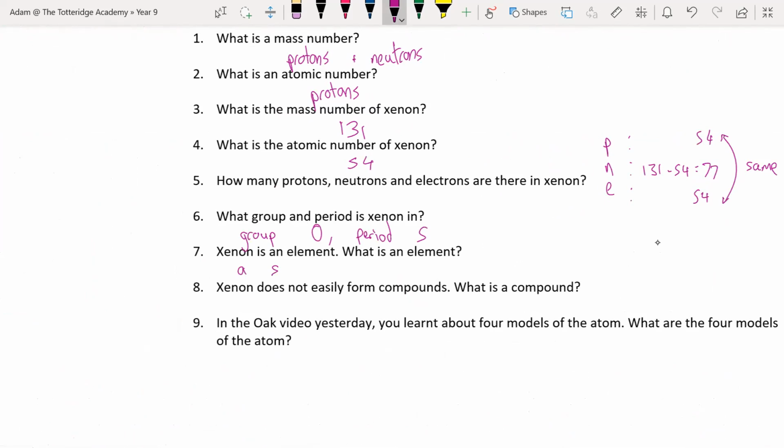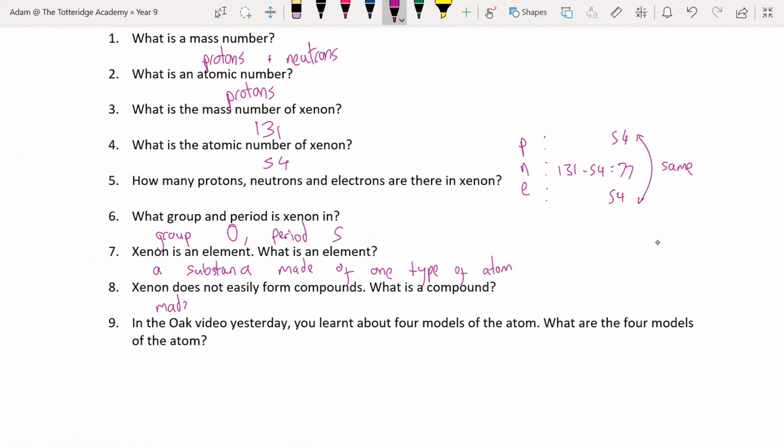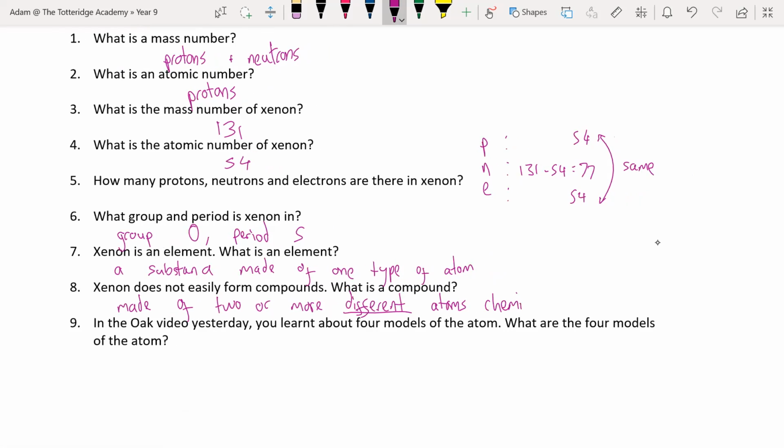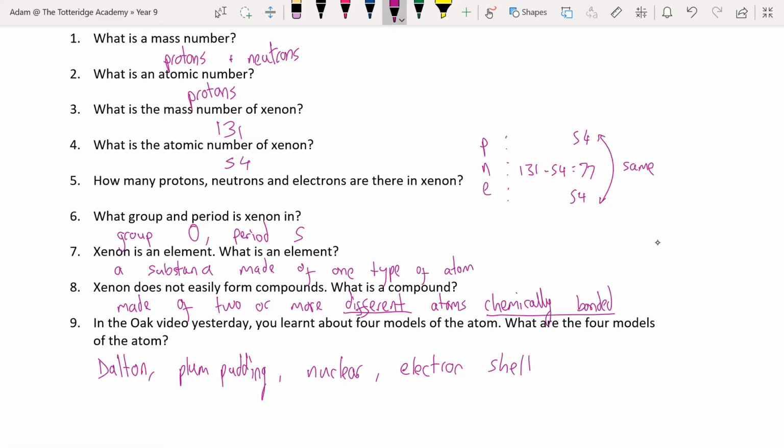Xenon is an element. What is an element? It's a substance made of one type of atom. Whereas a compound is made of two or more different, and you have to have that word different. If that word different isn't there, it's wrong. Different atoms, and you need to have chemically bonded. I'm hoping by now you can do this from memory, and that'll be Dalton, plum pudding, nuclear, and electron shell. And then you're done.